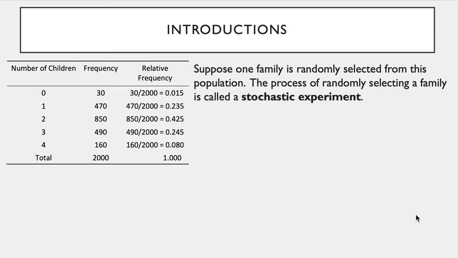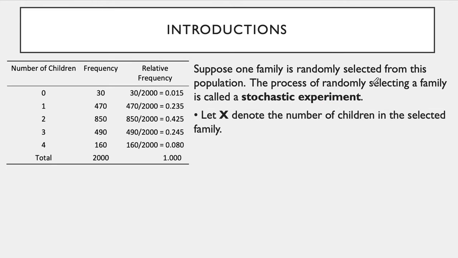Suppose one family is randomly selected from this population, from this certain population of one small town. The process of randomly selecting a family is what we call a stochastic experiment, or a random or chance experiment. In this particular example, we're going to let big X, let's call it so that it will be short, denote the number of children in the selected family.